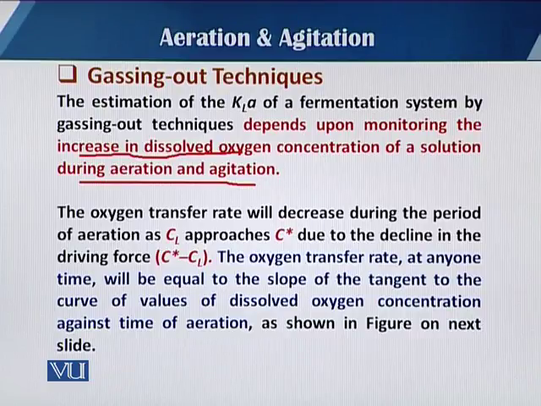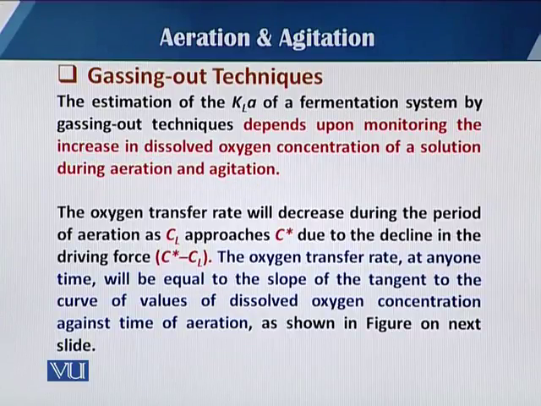The oxygen transfer rate, OTR, will decrease during the period of aeration as Cl approaches C star. Due to the decline in the driving force, C star minus Cl, the oxygen transfer rate at any time will be equal to the slope of the tangent to the curve of the dissolved oxygen concentration values. This we will discuss in detail in the next slide.